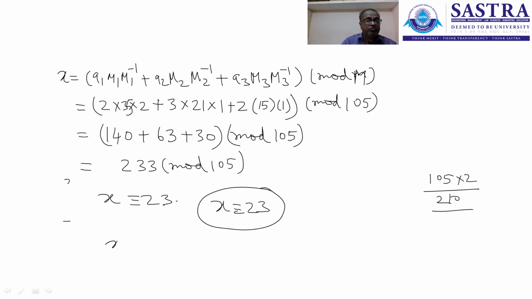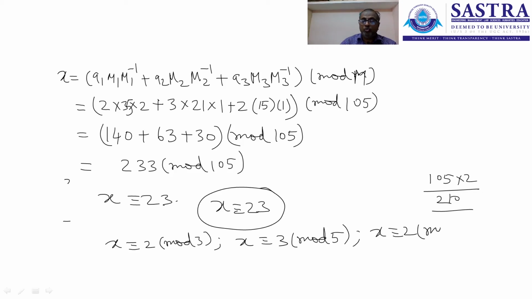Let us make a small check. x congruent to 2 mod 3 was the first equation. x congruent to 3 mod 5 was the second equation. And x congruent to 2 mod 7 was the third equation. When I substitute 23 here, 23 minus 2 is 21, which is divisible by 3. Good. For the second one, substituting x equal to 23, I have 23 minus 3, which is 20, which is divisible by 5. And 23 minus 2, which is 21, is also divisible by 7.